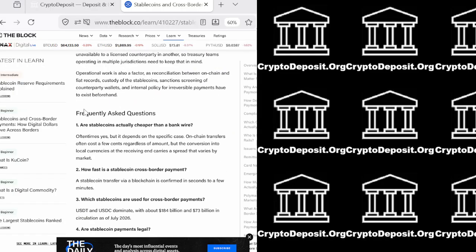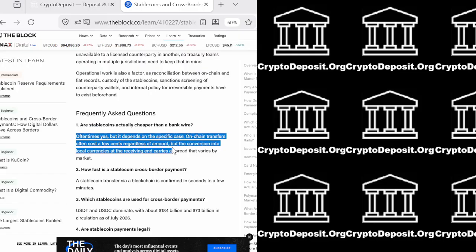Now, FAQs, frequently asked questions. Are stablecoins actually cheaper than a bank wire? Oftentimes, yes, but it depends on the specific case. On-chain transfers often cost a few cents regardless of amount, but the conversion into local currencies at the receiving end carries a spread that varies by market.